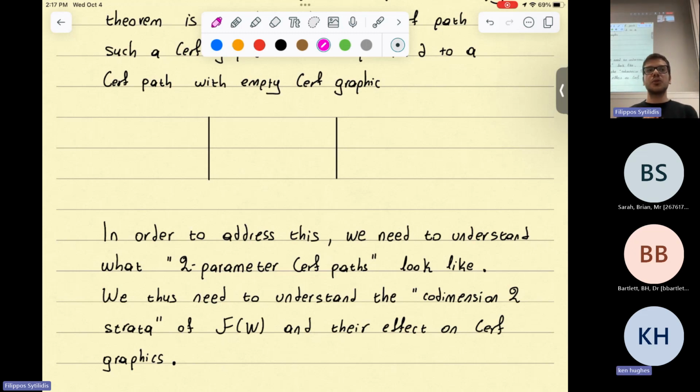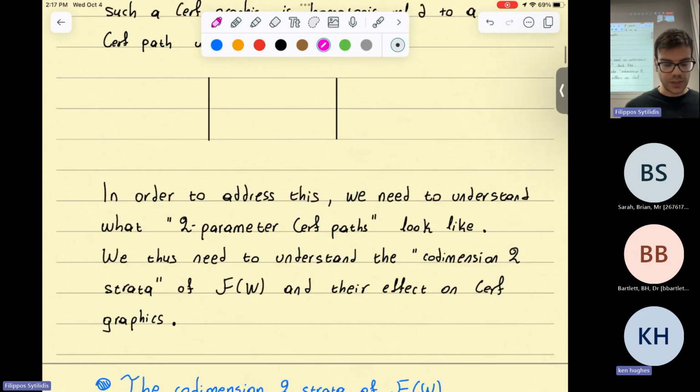So far, what have we understood? We've understood what generic smooth maps to the real line look like. These are the Morse functions. We've understood what generic homotopies between them look like. These are the Cerf paths. And we now need to understand what generic homotopies between those must look like. This is what I'll be calling two-parameter Cerf paths, not standard terminology, but the one we'll be using.